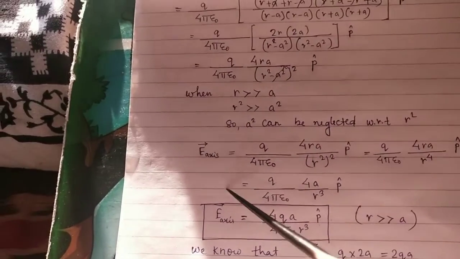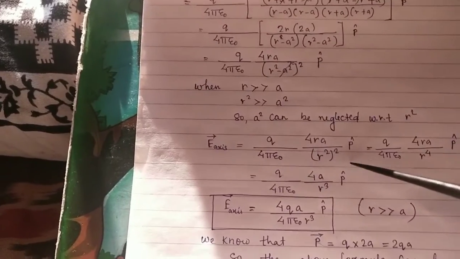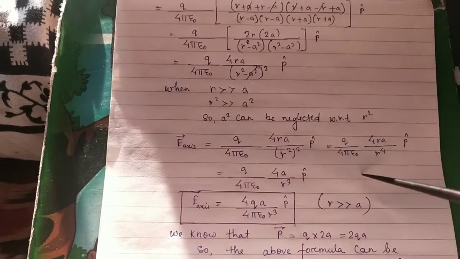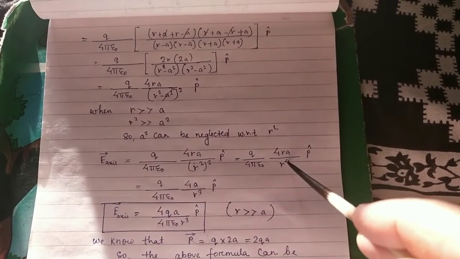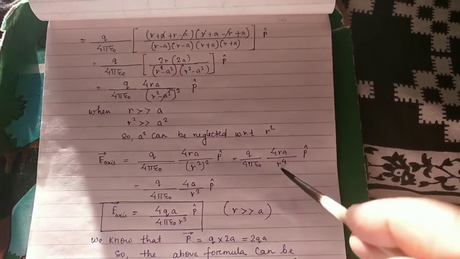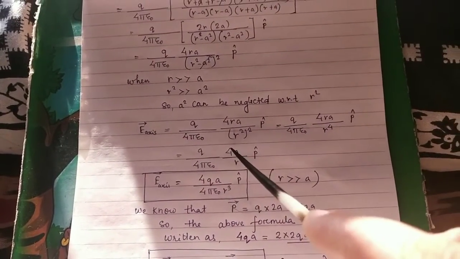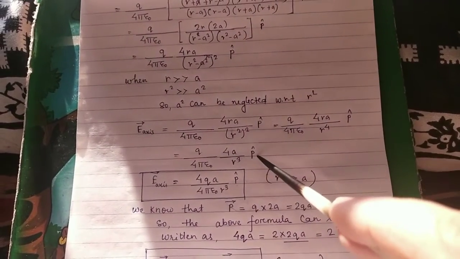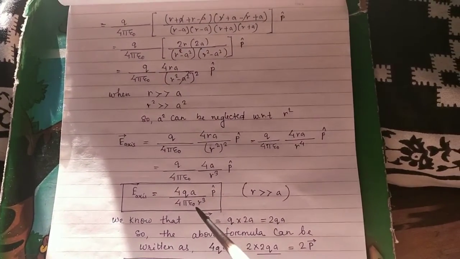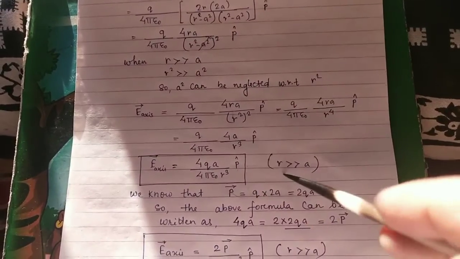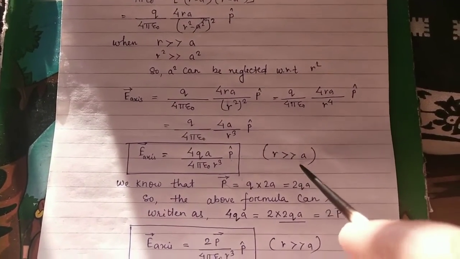So E axis will be equal to q by 4 pi epsilon naught 4ra over r square whole square P cap, that is equal to q by 4 pi epsilon naught 4ra over r to the power 4. R and r to the power 4 will be cancelled, and r to the power cube will be remaining. So E axis is equal to q by 4 pi epsilon naught, this is 4a by r cube. E axis equal to 4qa by 4 pi epsilon naught r cube P cap. The condition here you have to write clearly, that is r should be very much greater than a.